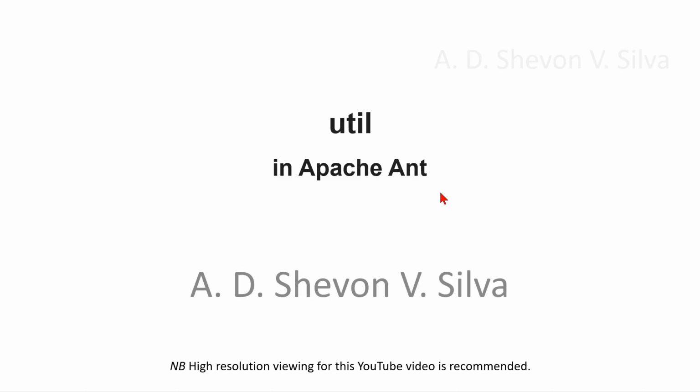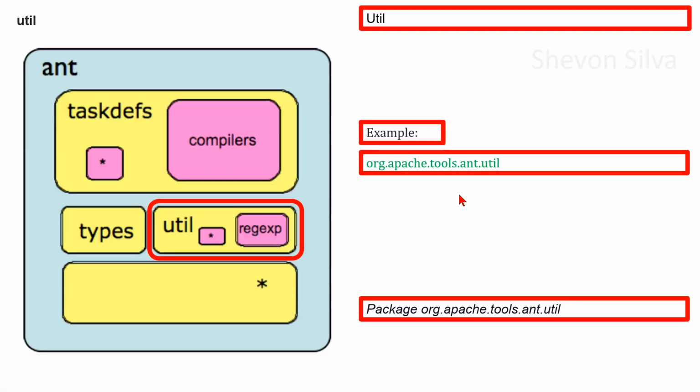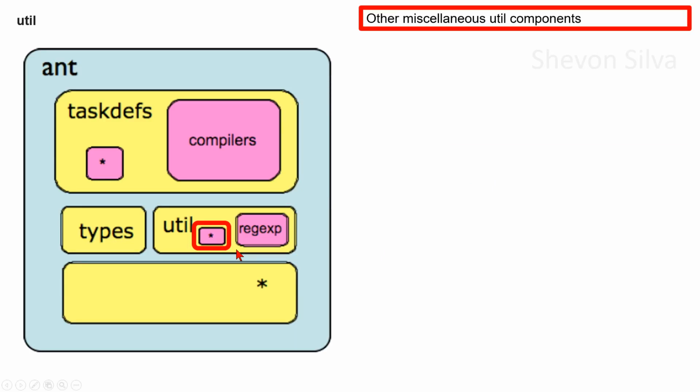util in Apache Ant. Util, as an example, we can consider package org.apache.tools.ant.util. Now we are moving into other miscellaneous util components.